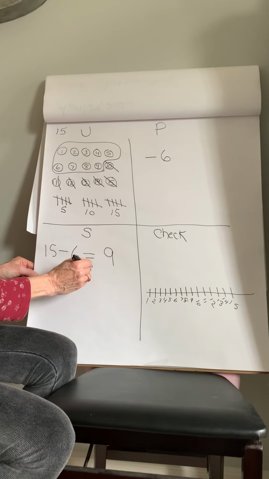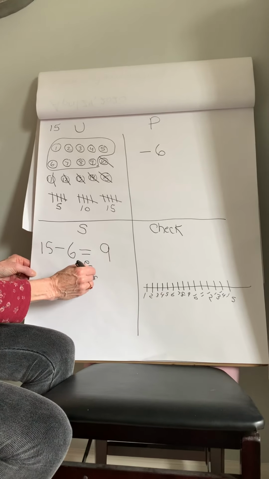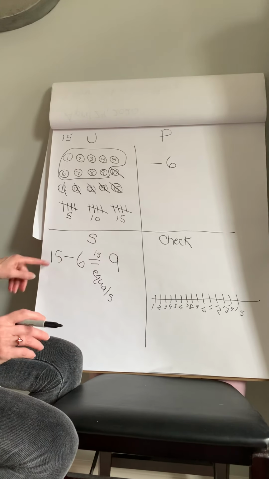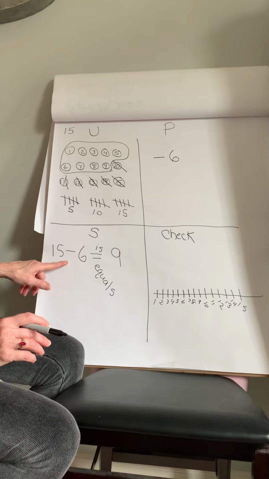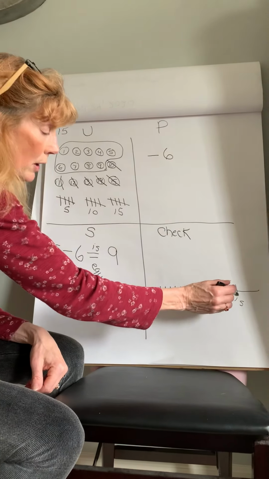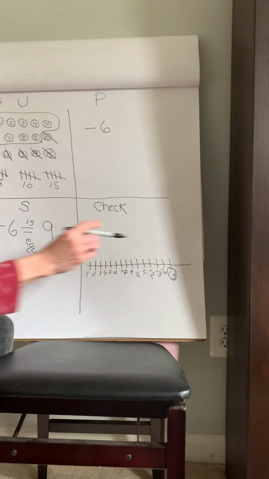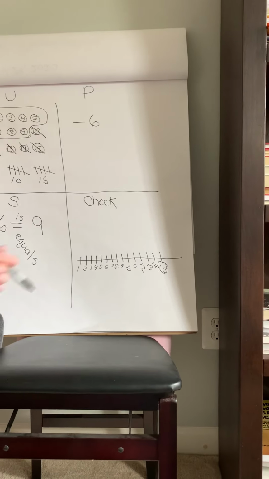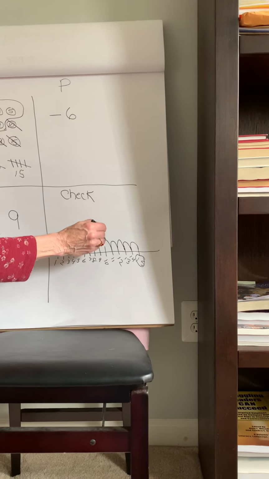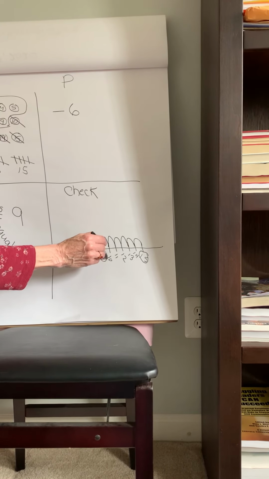This is equals. Remember, that means is. Okay, equals means is. So 15 take away 6 is 9, and that is the same as 9. They have to balance. So let's go to our number line. We'll circle 15. Let's take 6 hops backwards. Okay. 1, 2, 3, 4, 5, 6, and there is the answer.